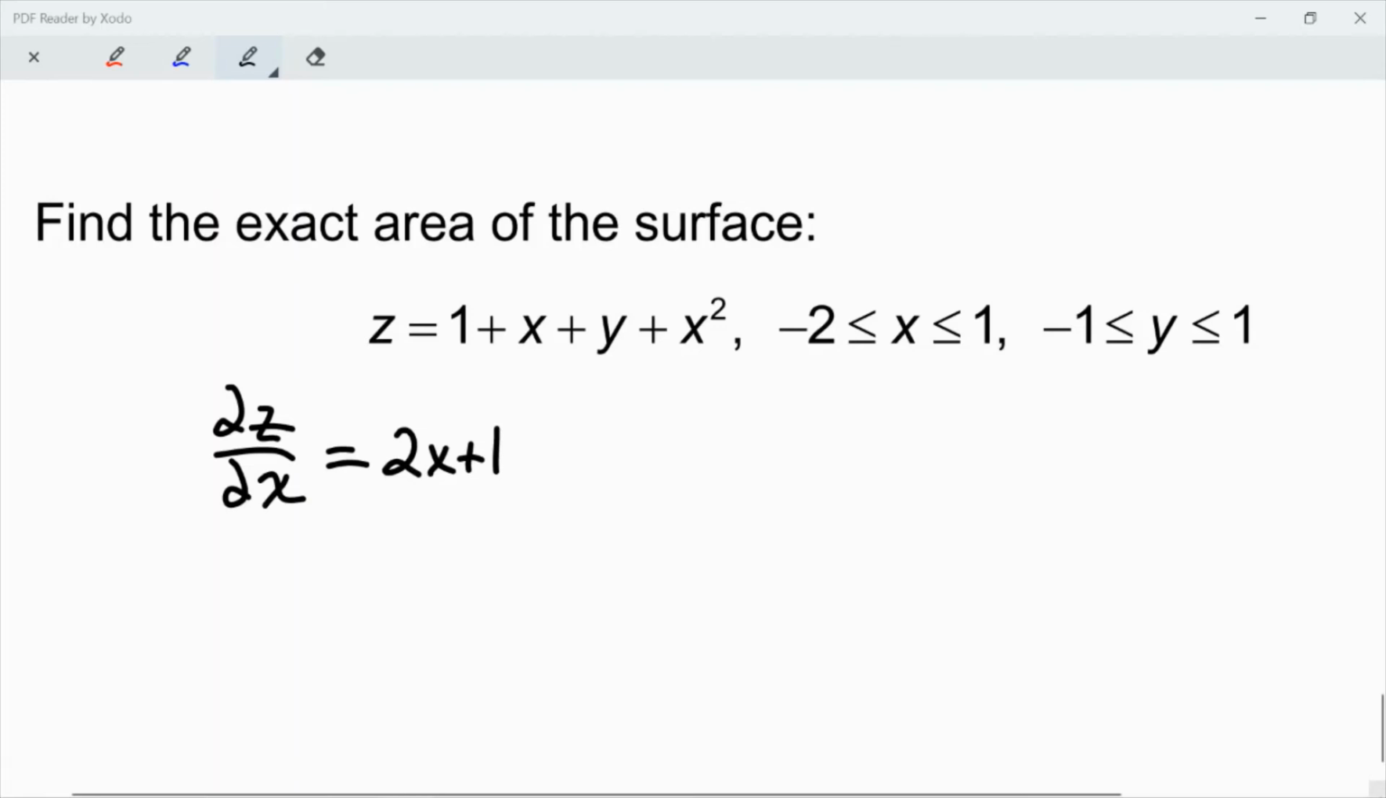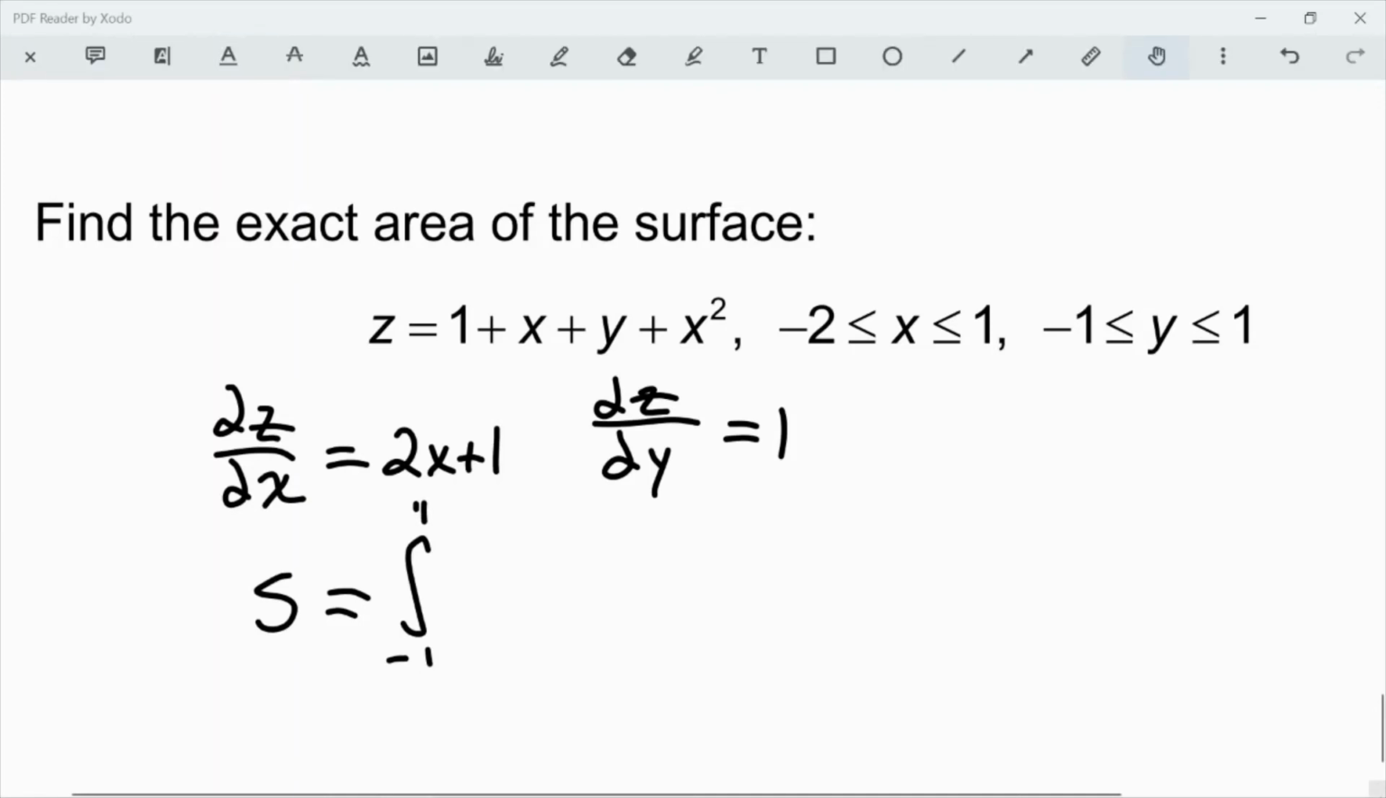And del z del y would be equal to just 1 in this case. So when I set up my integral here, since this is a rectangular region, this is pretty easy to set up. I'm just going to choose to integrate with respect to x first. And when I do that, what I'm going to end up with is this integral.